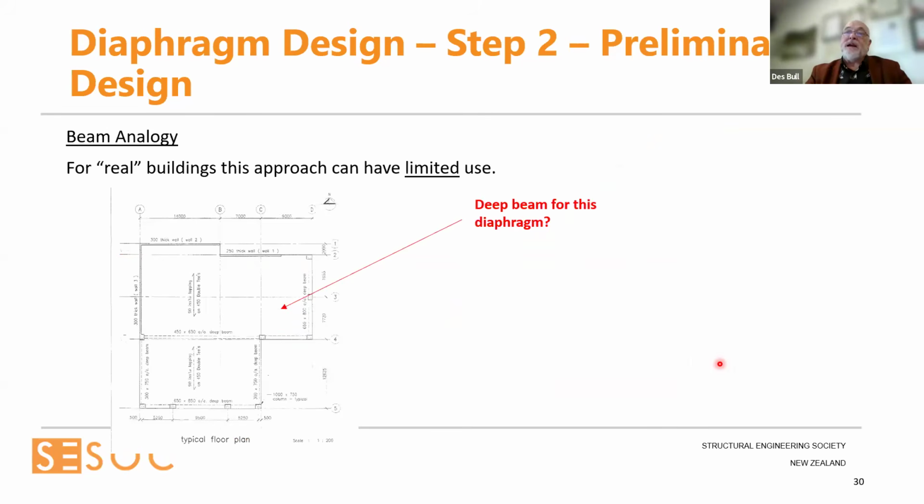I always laugh at this. How does the beam analogy apply when you've got walls on the back boundary and frames on the front grids? Deep beam doesn't really work. That's why strut and tie was invoked.